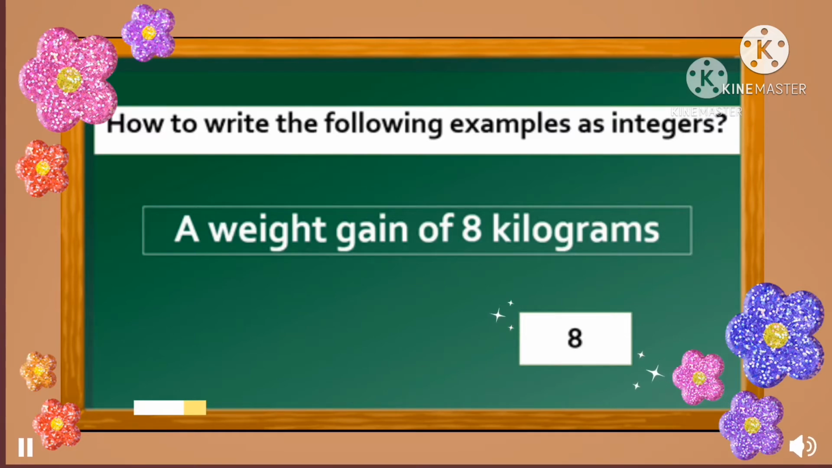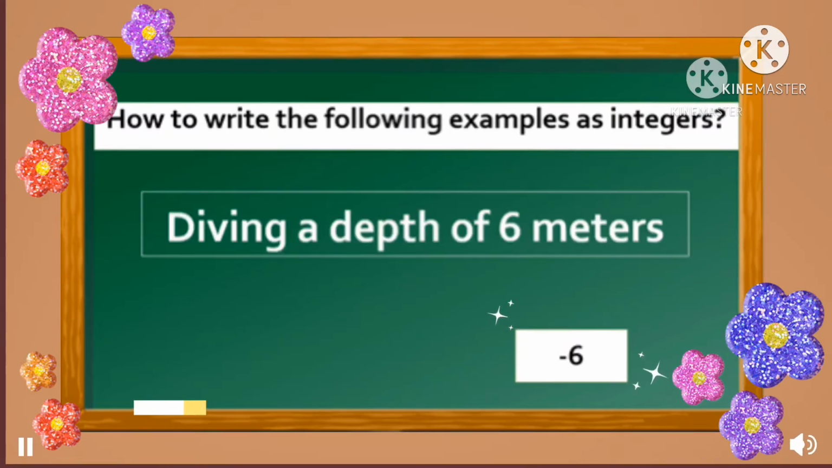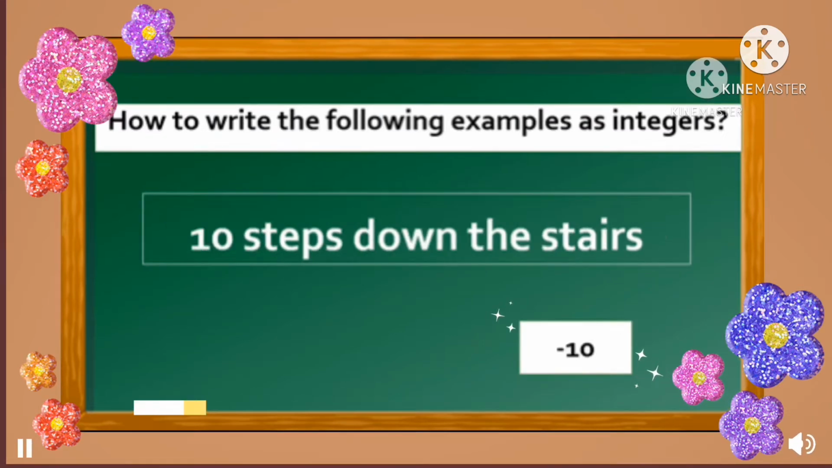First example, a weight gain of 8 kg is written as positive 8. Diving a depth of 6 meters is written as negative 6. 10 steps down the stairs is written as negative 10.